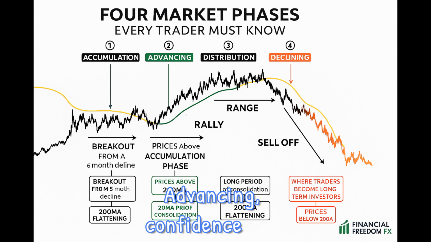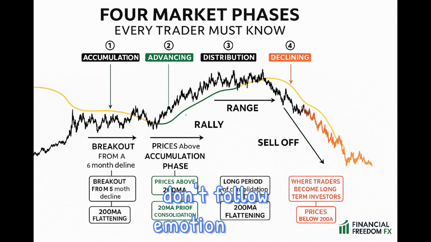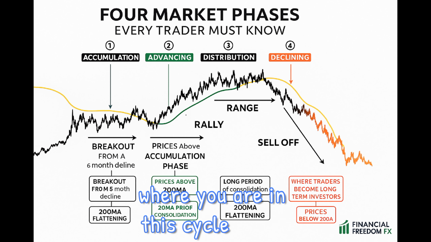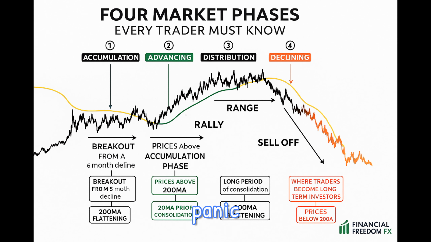Advancing, confidence and euphoria. Distribution, greed and hope. Declining, panic and regret. Smart traders don't follow emotion, they follow structure and volume. Understanding where you are in this cycle helps you position yourself smartly and avoid chasing hype or panic selling.